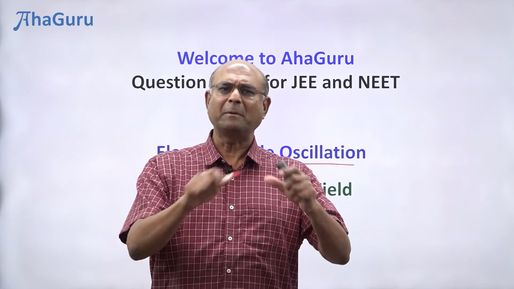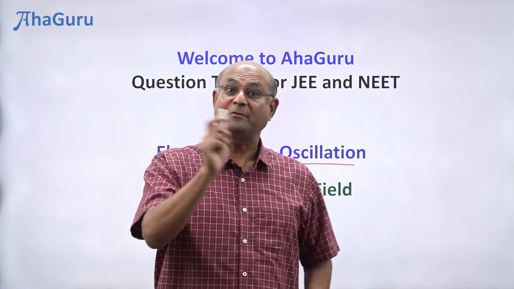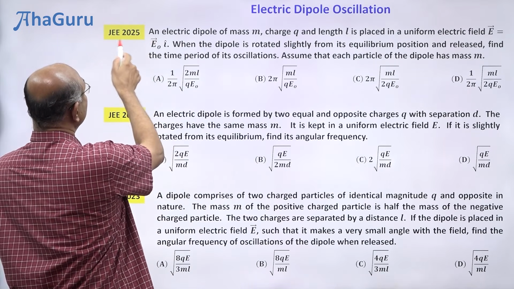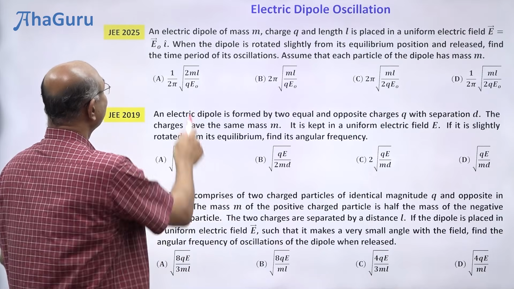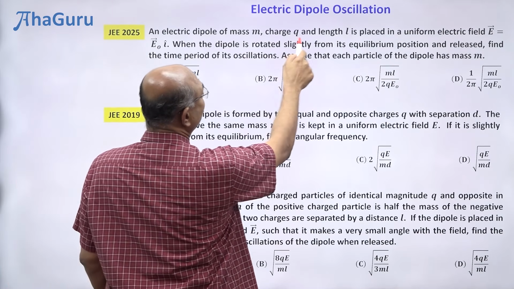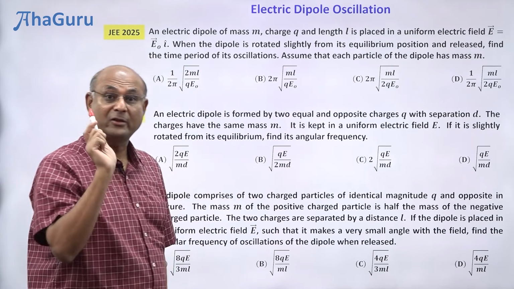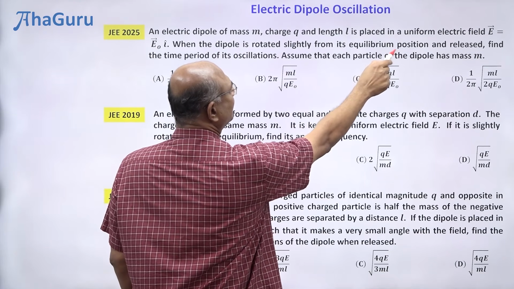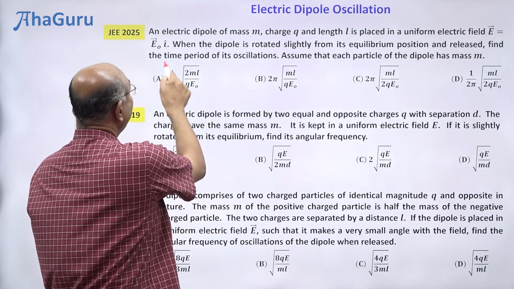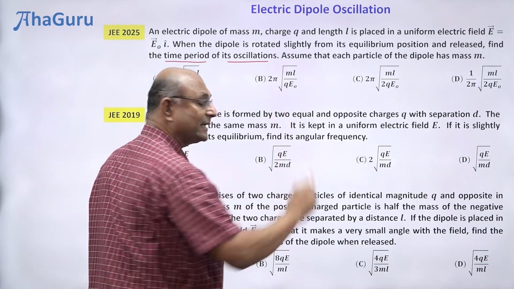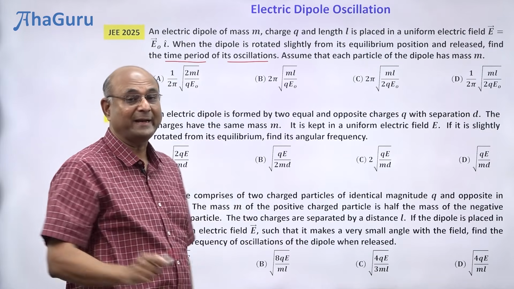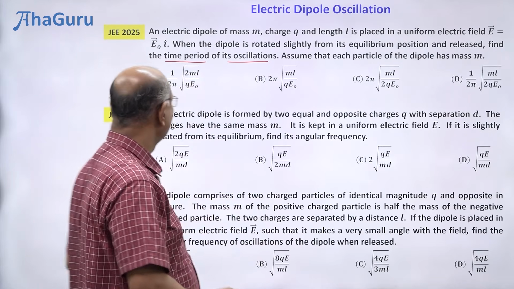Do these questions come up in JEE very often? Very, very often. Look at these questions. This is JEE 2025. An electric dipole of mass m, charge q, etc., is placed in a uniform electric field. When the dipole is rotated slightly from its equilibrium position and released, find the time period of its oscillation. Dipole oscillation question. And the question is asking you to find the time period of oscillation.